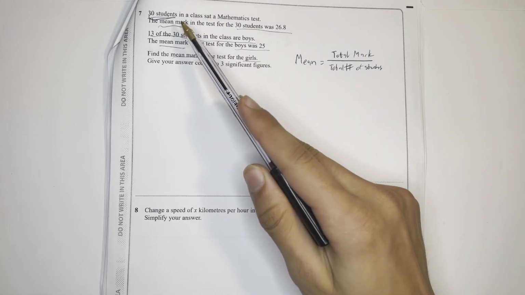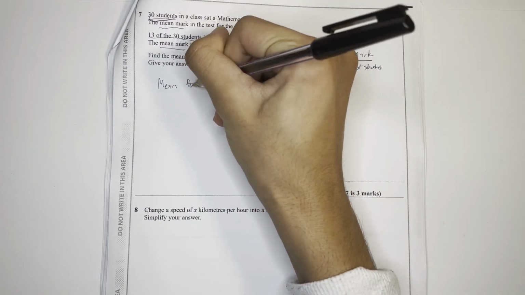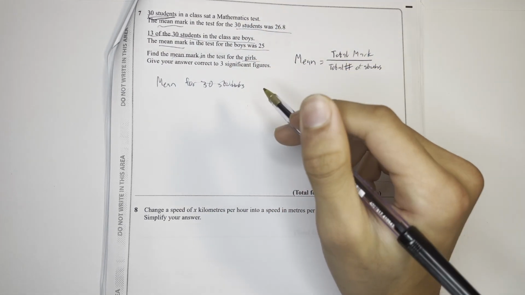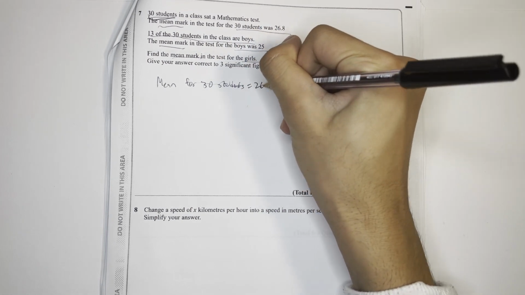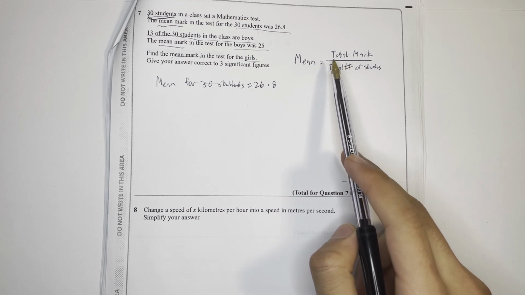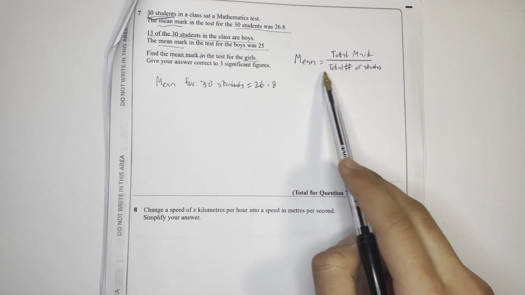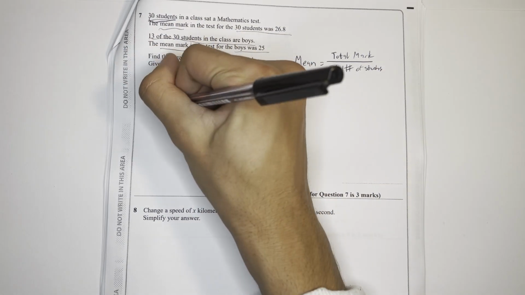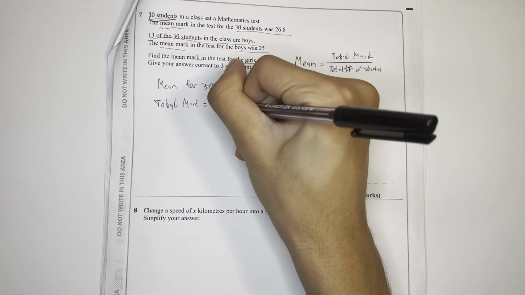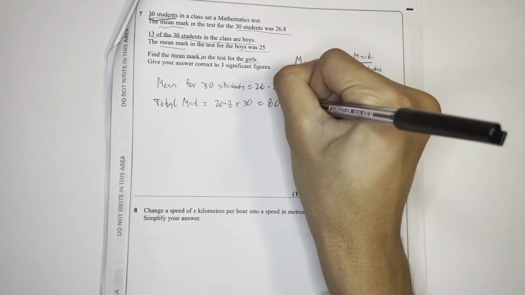So let's start from the top and use the information that we're given. We're told that the mean for 30 students, which include both boys and girls, is equal to 26.8. We can use this to work out the total mark, because if we multiply the mean, 26.8, by the total number of students, we're left with the total mark. So the total mark across all test papers is 26.8 times 30, which is 804.